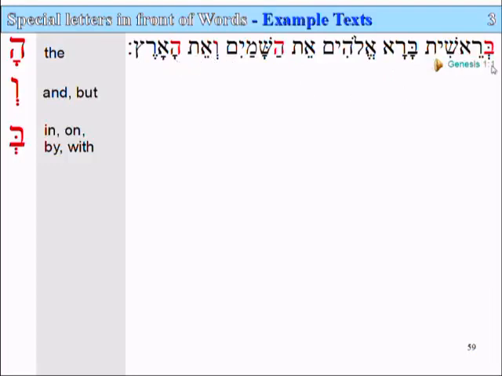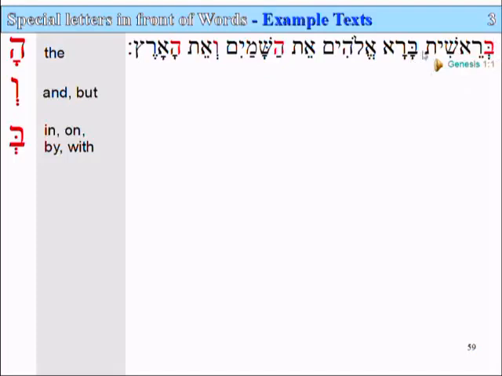So the first sentence is Bereshit bara, in the first, bara, created, Elohim, God, et ha-shemayim, the heavens, ve'et ha'aretz, and, here's the vav, et ha'aretz. We'll talk about the et, the aleph tav, in a later lesson. So here we have the vav appearing once, the hey appearing twice. The hey means the, the vav means and, and the bait appears once.